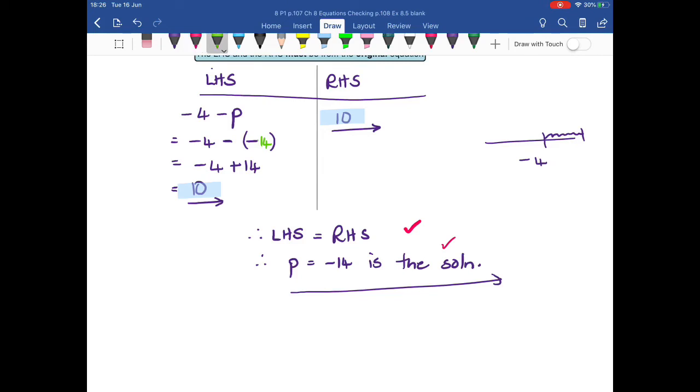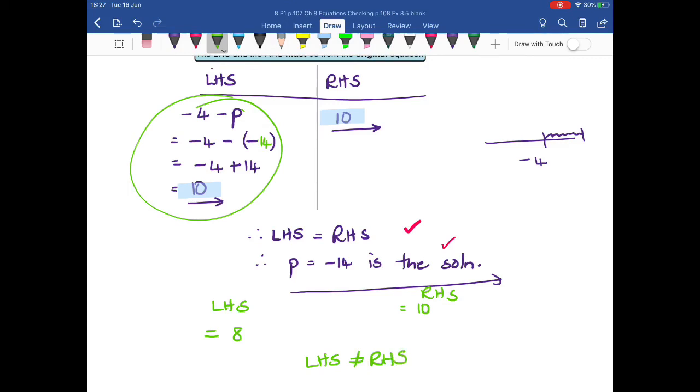I need to just ask you to be cognizant. Say for example you calculated this and you got your left-hand side equals 8, and your right-hand side was 10. You can clearly see that the left-hand side does not equal the right-hand side. It would be in your best interest to write left-hand side does not equal right-hand side. Therefore, p equal to whatever you had is not the solution.